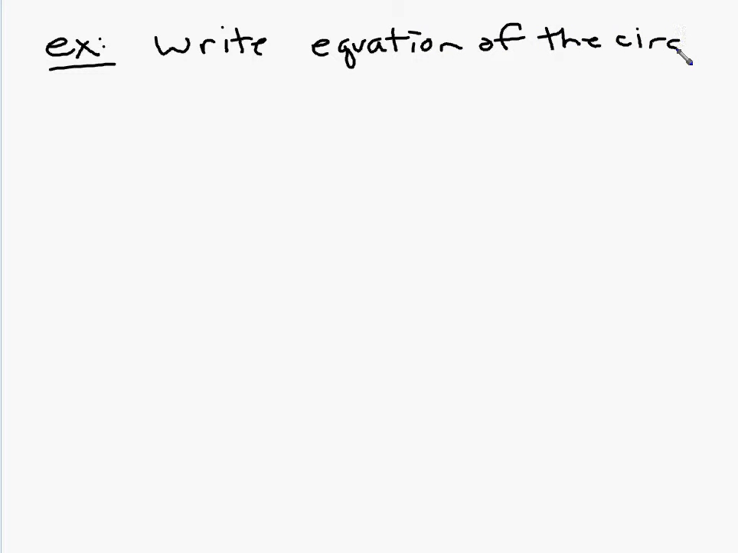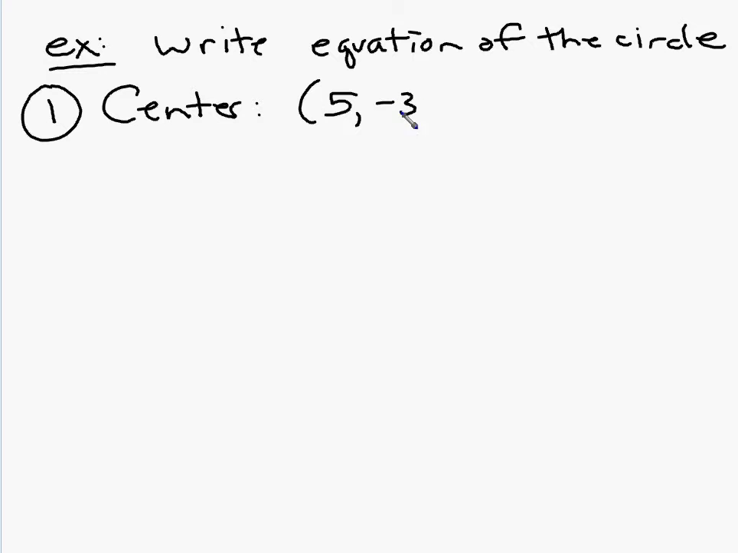Let's look at some examples like you're going to see tonight. Let's say you are asked to write the equation of the circle. I think your book says the standard form, but what I just showed you was the standard form, so we'll just assume we're always using standard form. All right? Let's say they give you this information. The center of the circle is (5, -3), and let's say that the radius of this particular circle is 6.